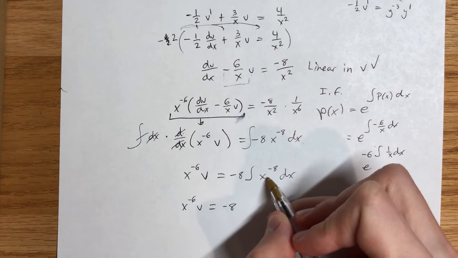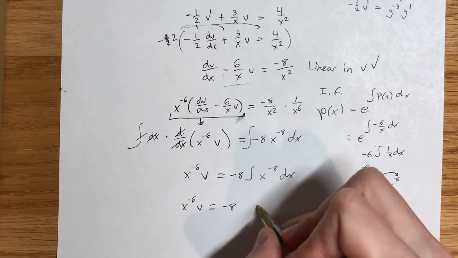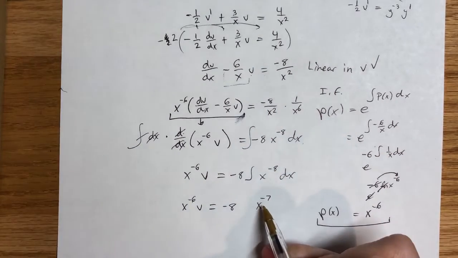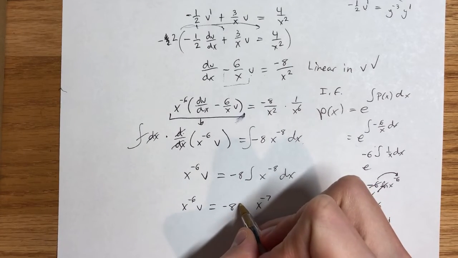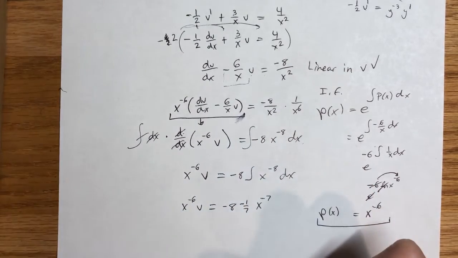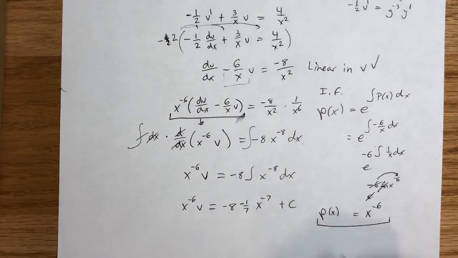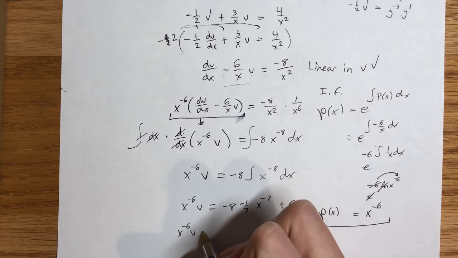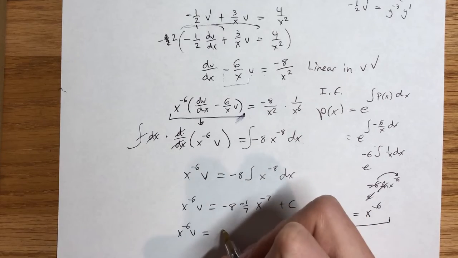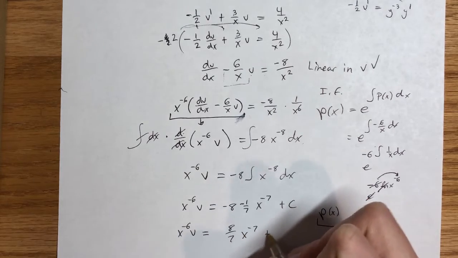And now this, we want to do the integral, so just reverse power rule. If we add 1 to the exponent, we have x to the negative 7th. And we need to cancel, so we can just get a negative 8. So what I need to do is multiply by a negative 1 over 7. And by doing that, I also need to add a constant. And don't forget, it can be on either side, it doesn't matter which one you prefer. And then we have x to the negative 6th v is equal to a positive 8 over 7 x to the negative 7th plus c.